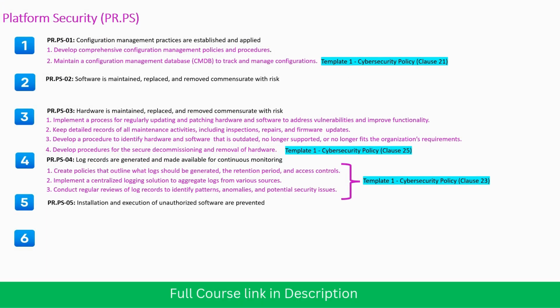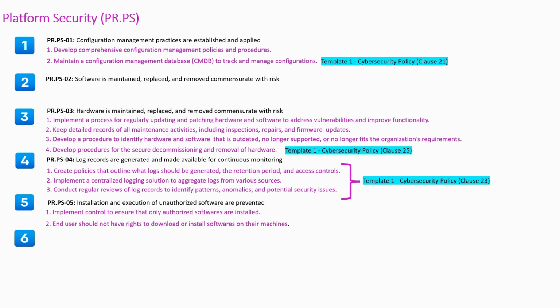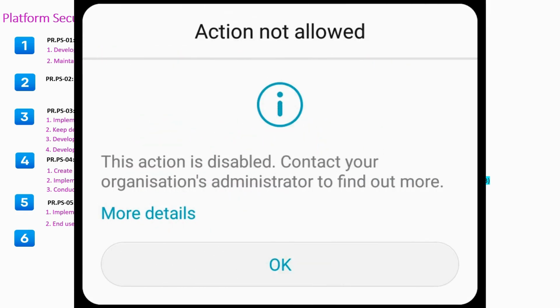Fifth subcategory is about preventing installation and execution of unauthorized software. This is very simple. You need to implement a process which ensures that only authorized software is installed. So, end users should not have any right to download or install software on their machines.